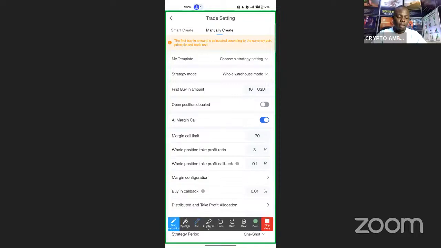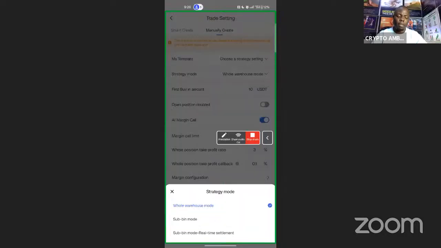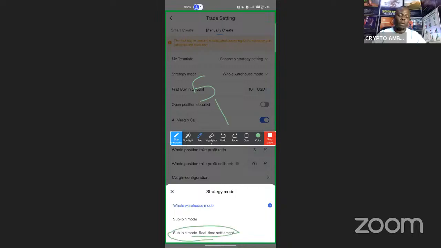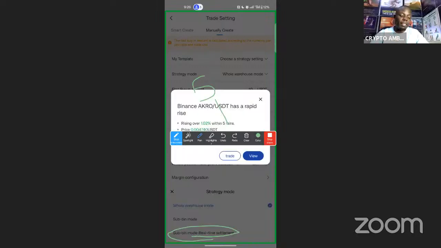Now here, in the past, we were not able to change the strategy mode. Can you see? Now here we can put in the strategy mode right away. We can now choose whether it will be in whole warehouse mode, or in sub-bin mode, or in sub-bin mode real-time settlement right away. So most of you, I know you like profit. You like that when your robot sells from the fifth call coming down, it should be sub-bin mode real-time settlement. But me as Julius, I like the sub-bin mode.